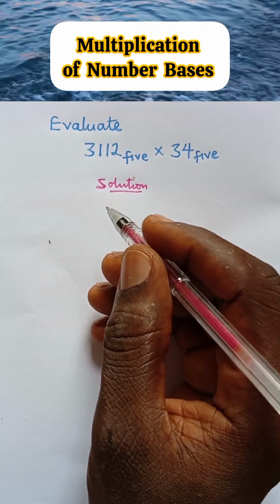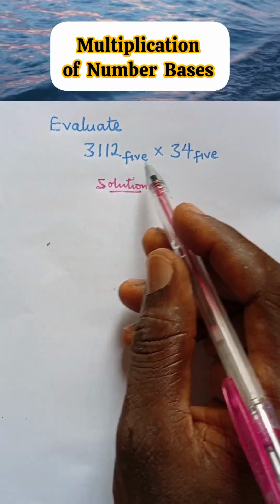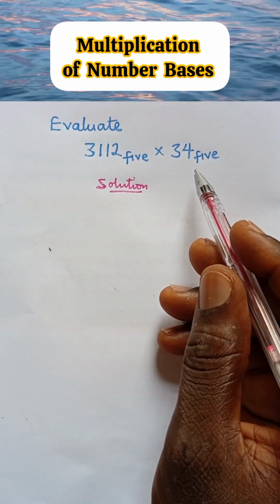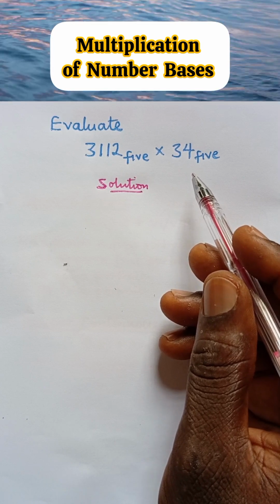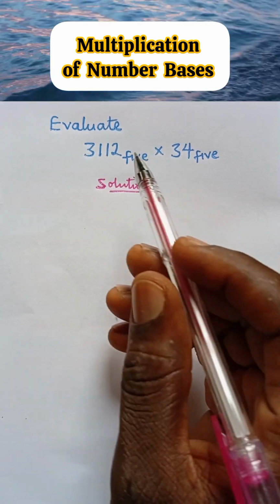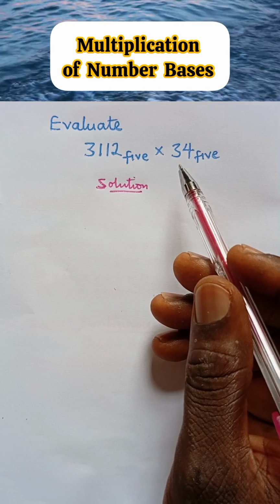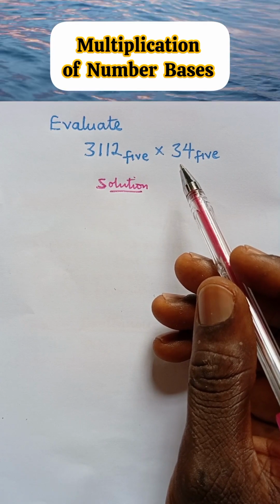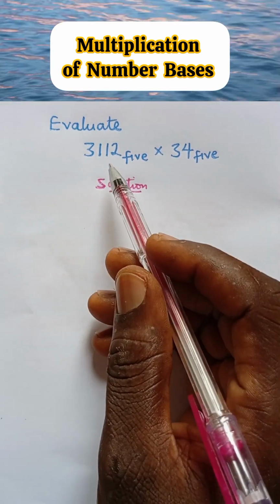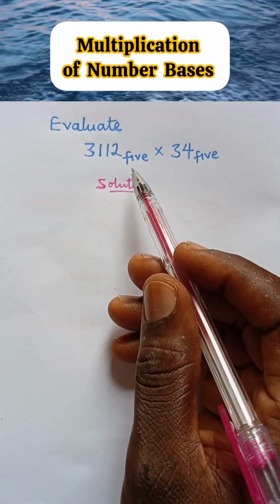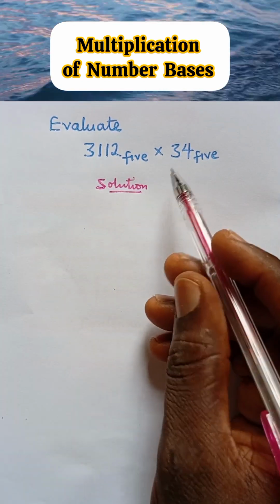We have a very simple question here. We are to evaluate 3112 in base 5 multiply 34 in base 5. This is multiplication of number bases. There are two approaches to this question. The first is to convert each of these numbers to base 10, then multiply them. The answer we get, we now convert it back to base 5. And the second method is to multiply both numbers directly in base 5. In this video, we are going to use the second method by multiplying the two numbers directly in base 5.